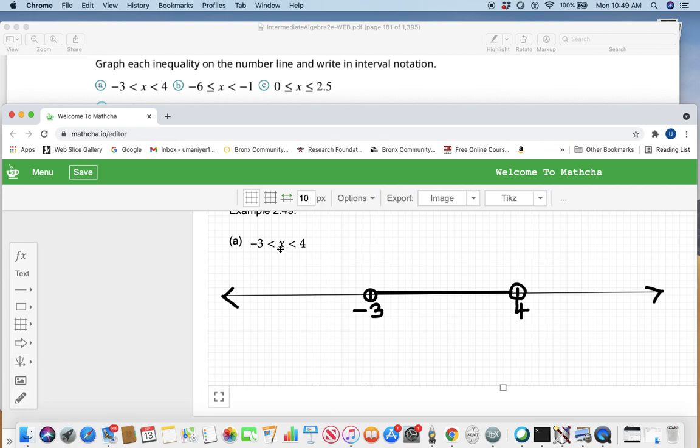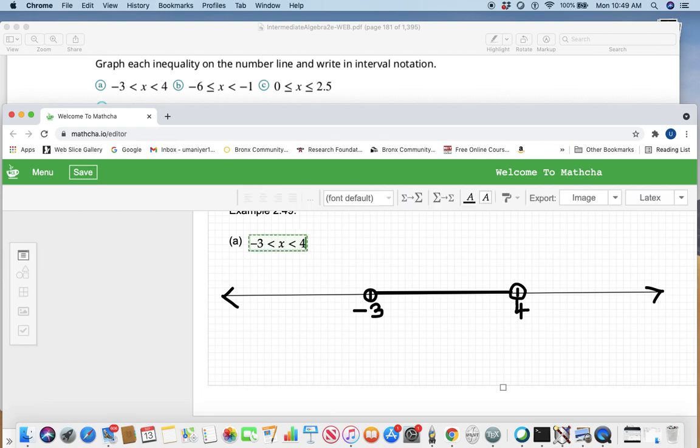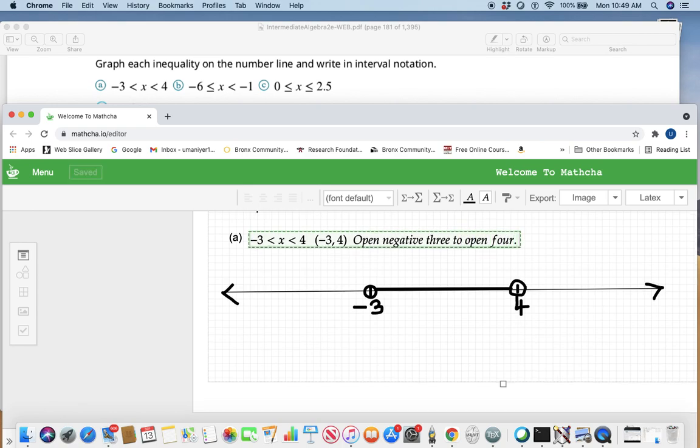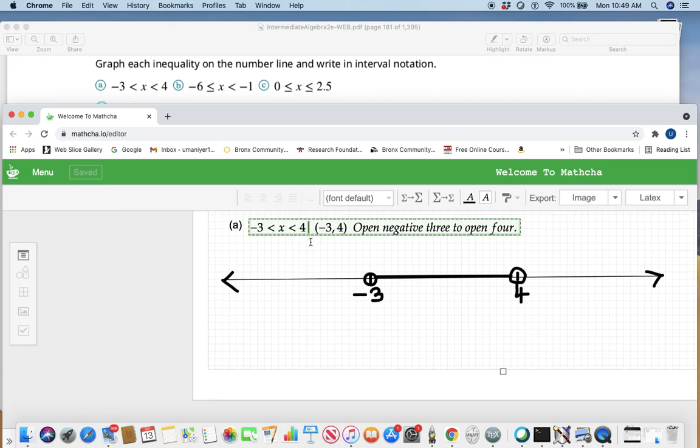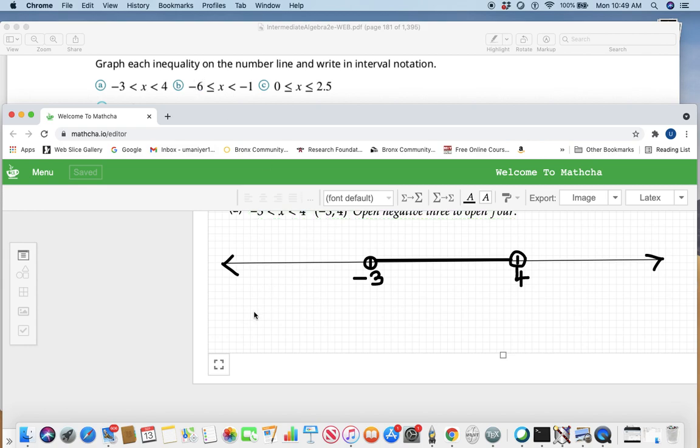So when we see this fashion, we see what the interval is. This is open, so it's parenthesis, negative 3, comma. This is open, so it's parenthesis 4. Open, negative 3, to open, 4. That's your interval. Okay. Next.